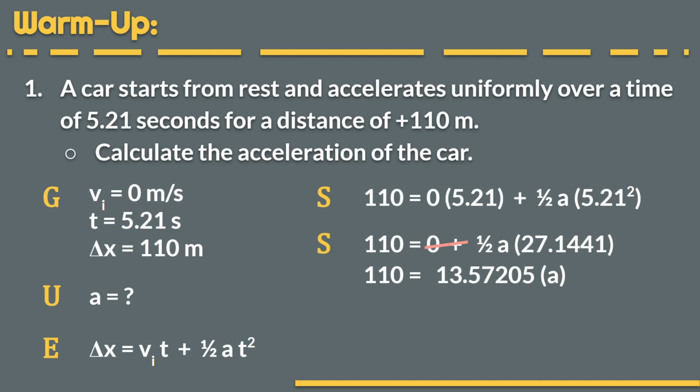needs to be dividing both sides by 13.57205. That's what goes in your calculator, 110 divided by that number, and that gives you this as your acceleration, 8.10 meters per second, which could also be written as meters per second squared. Are there any questions about this calculation?